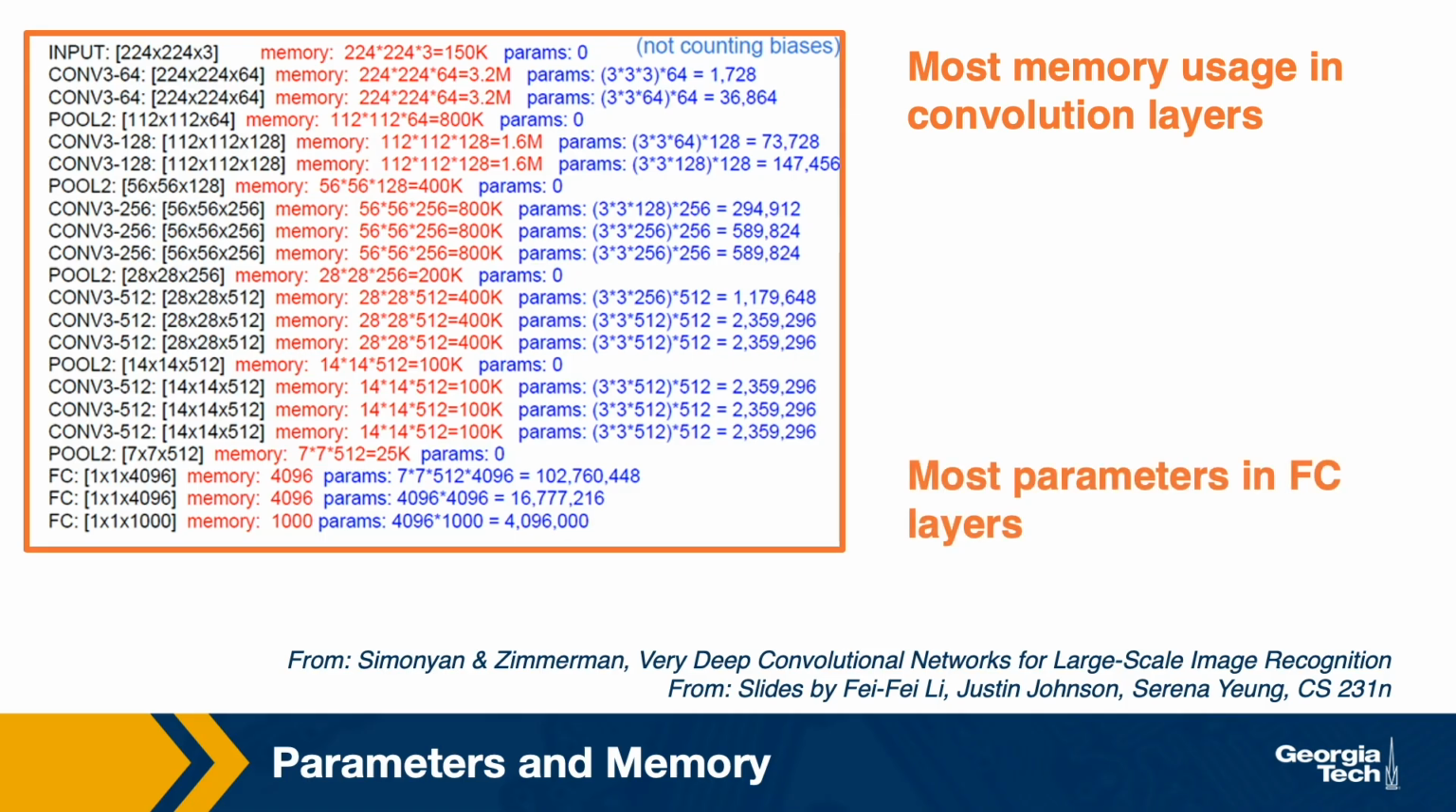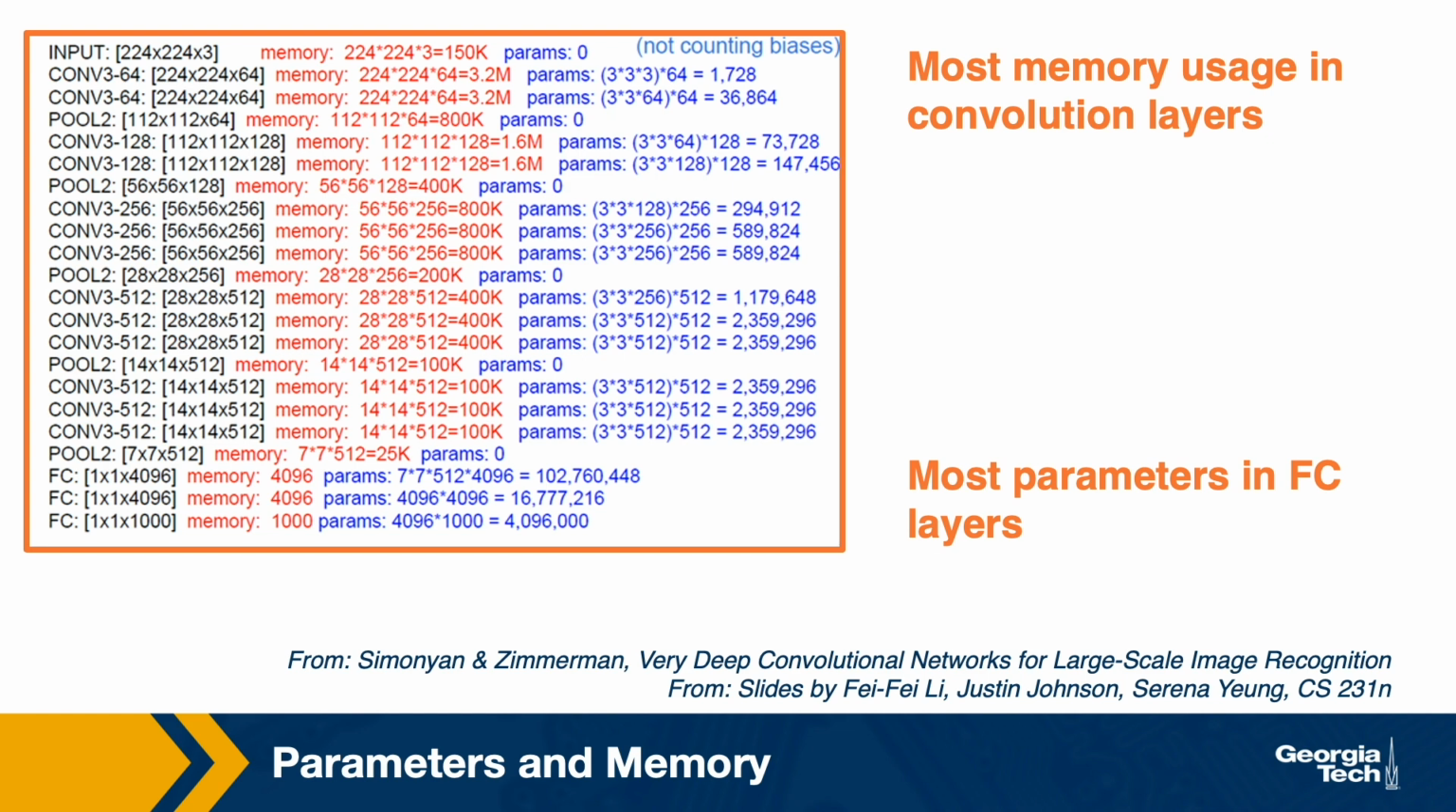On the other hand, most of the parameters are in the fully connected layer. The convolution layers don't have that many parameters because the 3 by 3 convolutions just have 3 by 3 by the depth of input, plus some bias terms, number of parameters. The fully connected layers, on the other hand, have the input dimensionality times the output dimensionality.